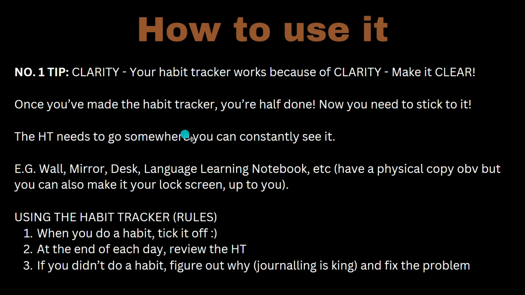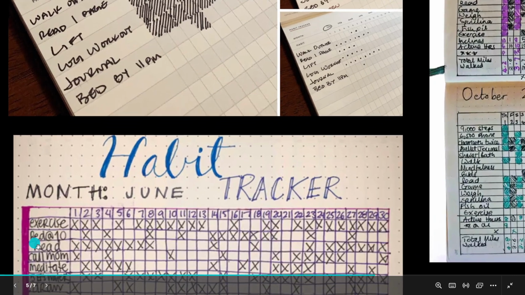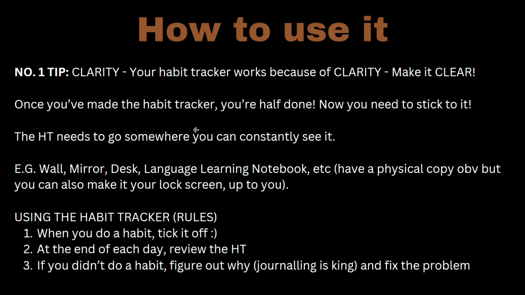So number 1 tip, as I said before, is clarity. A habit tracker works because of clarity, so make it clear. If you're going to read a chapter of a book, for example, don't just write "read" down on the side like this person has, this absolute twat. No, I'm joking. Just because "read" isn't particularly clear. What does read mean? Read something online, read 1 sentence, read 1 chapter.